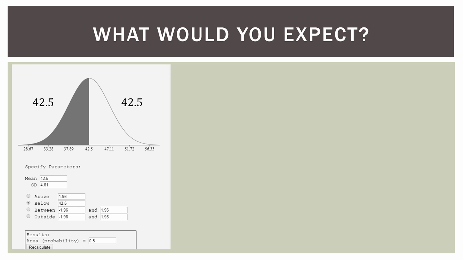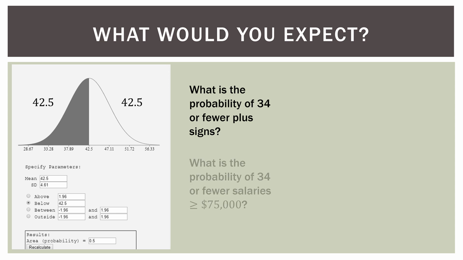But we're not asking about this. This is the ideal situation. What we're asking is, what is the probability of 34 or fewer? This says plus signs, but I actually meant observations because the 34 are actually in the upper tail. So what is the probability of 34 or fewer observations in the upper part of that distribution? So what is the probability of 34 or fewer salaries that are greater than or equal to $75,000? Remember, that's the area to the right of our median where HR says the actual median is located.